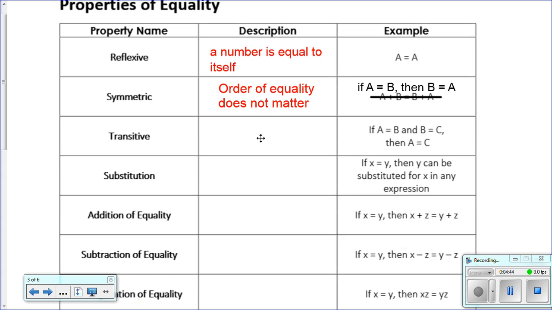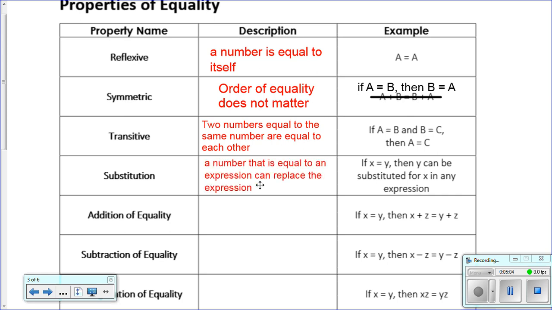Okay? Transitive property says that two numbers equal to the same number are also equal to each other. That's a really bad wording, but that's what it looks like. If we know that A equals B and that B equals C, then we know A equals C. Okay? Substitution. A number that is equal to an expression can replace the expression. So if we know that x equals y, then y can be substituted for x in any expression. For example, we know that here the expression 3x, but we know x equals 4. We can plug in the 4 for it. Okay?